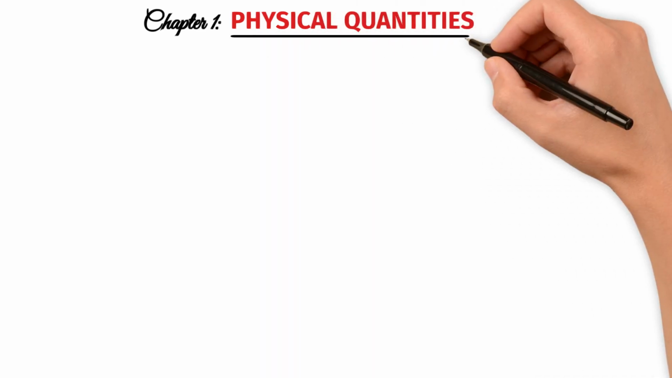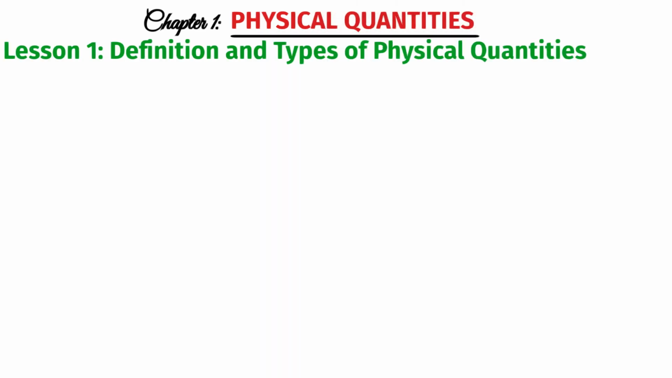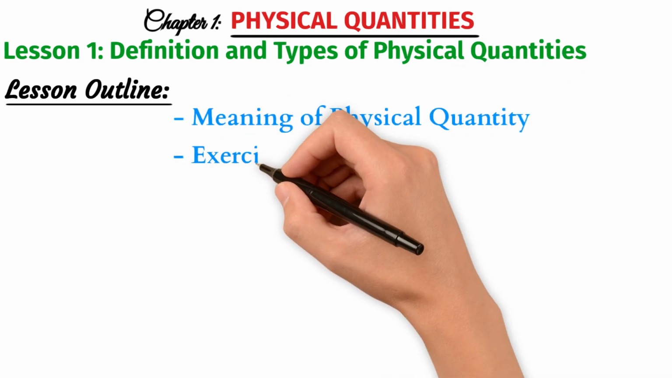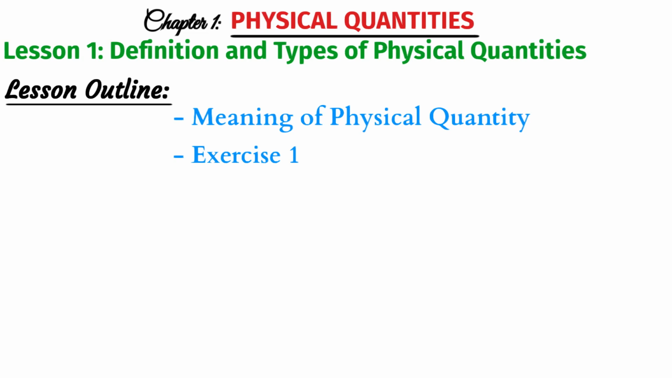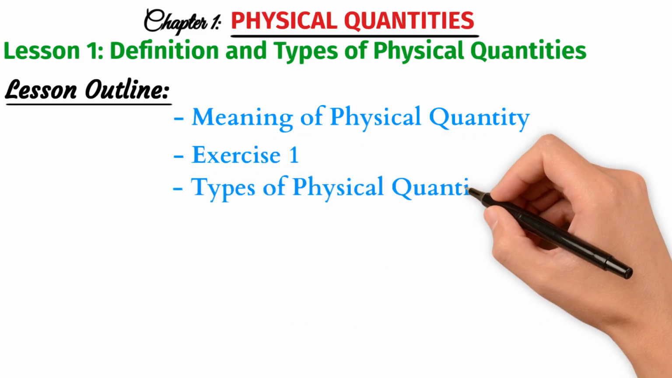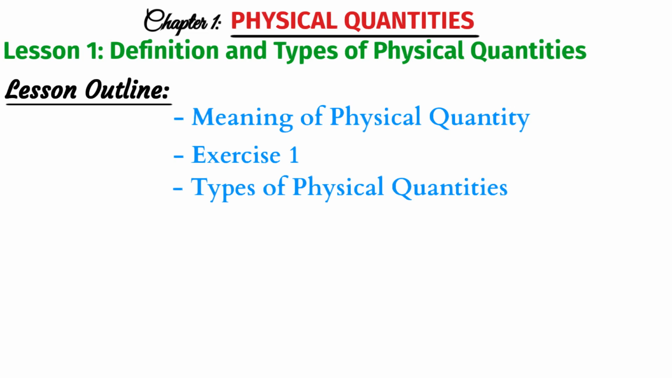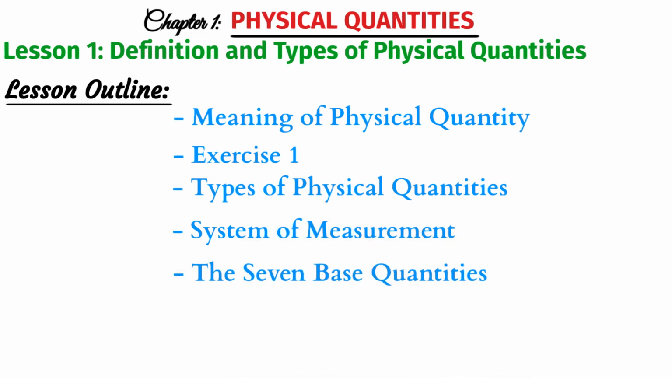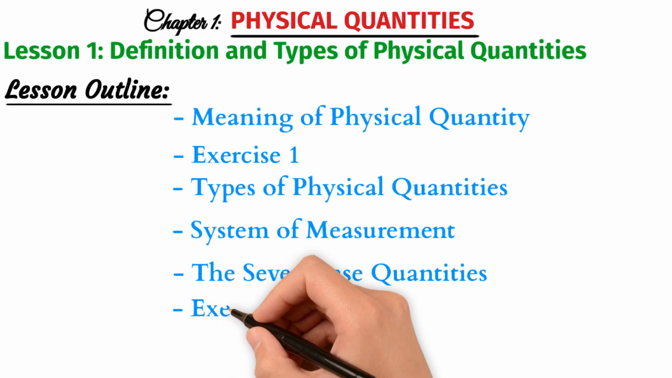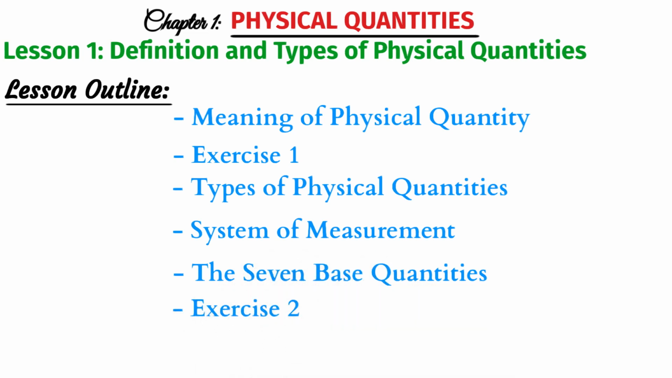Today we are going to talk about physical quantities, which is usually the first chapter in most high school physics lessons. And in today's lesson, we're going to explain the meaning of physical quantity, do a little exercise to test your understanding of the meaning of physical quantity, talk about the different types of physical quantities, discuss briefly the different systems of measurement that are used to define units of physical quantities, and then we'll talk about the 7 base quantities under the SI unit system and do a little exercise to test your understanding of the base quantities and how you can distinguish them from the derived quantities.